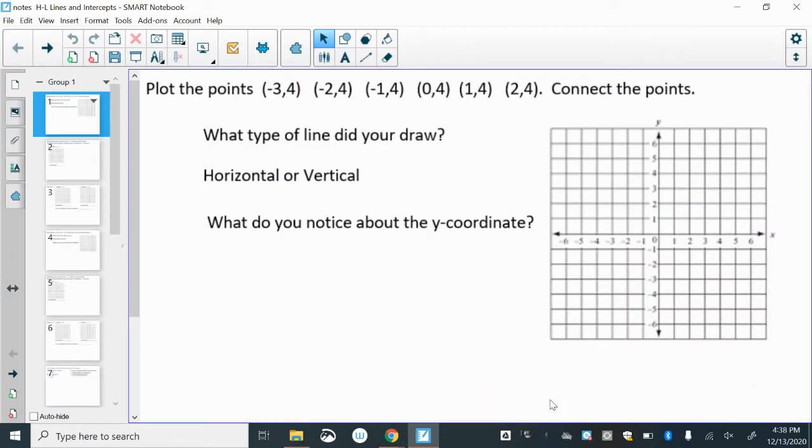All right, guys, today we're going to start talking about horizontal and vertical lines and intercepts.